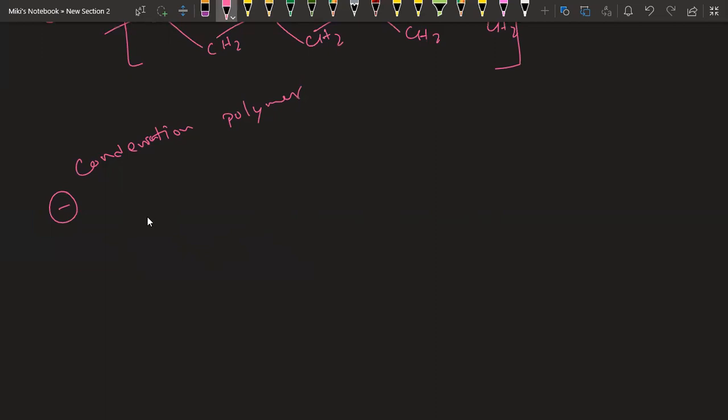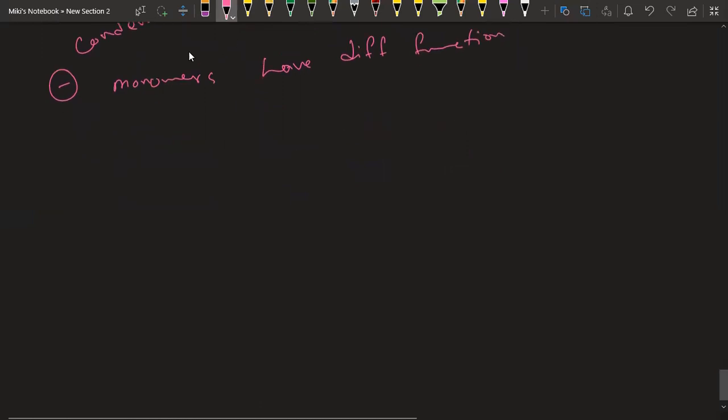So what are these? These are monomers having different functional groups. For addition polymers, what did you see? The same molecule formed them, isn't it? But in condensation polymerization, they can have different functional groups. That means one could be polythene, another could be other.